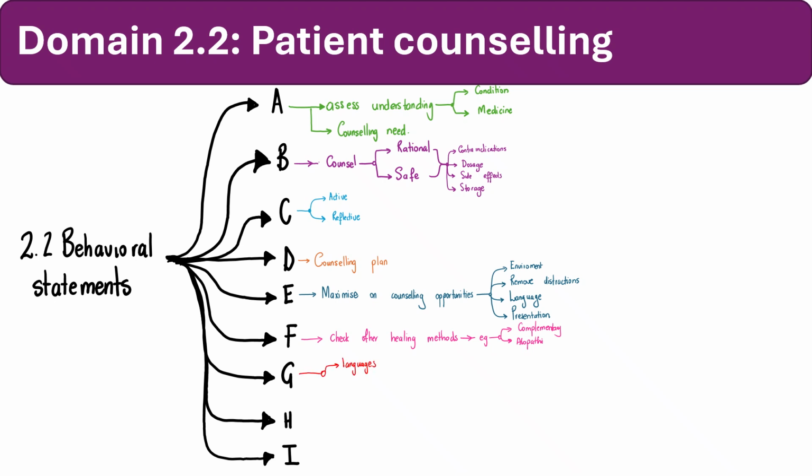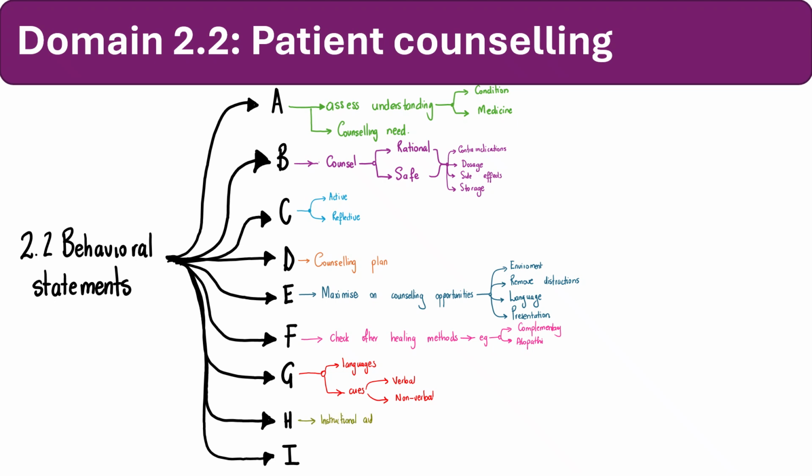Behavior statement G is about using a language that the patient may understand, and is also applying cues. So it's verbal and non-verbal cues. Verbal is what you say, non-verbal is how you can apply stuff that's non-verbal. So how can you use non-verbal skills to counsel the patient? This could include nodding, pointing, and stuff like that.